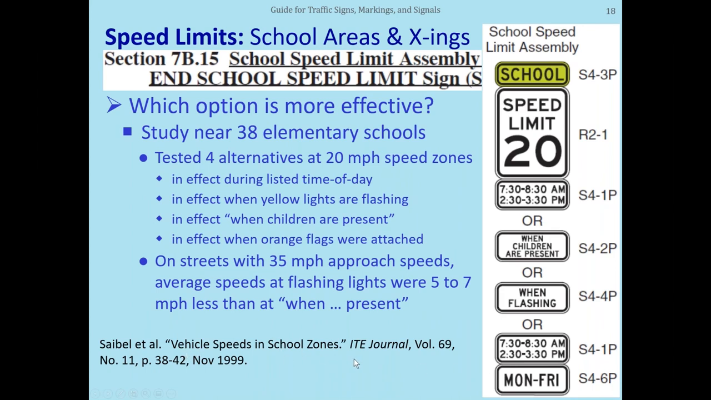A number of years ago, someone published a study where they compared the different alternatives. They studied nearly 38 elementary schools. They compared driver response to these four treatments, with the four diamonds here. And they found that the flashing lights produced a 5 to 7 mile per hour greater drop than just "when present." So they got a much bigger response, in driver slowing down, by having the yellow flashing lights, much better with the yellow flashing lights, less effect with "when children are present."